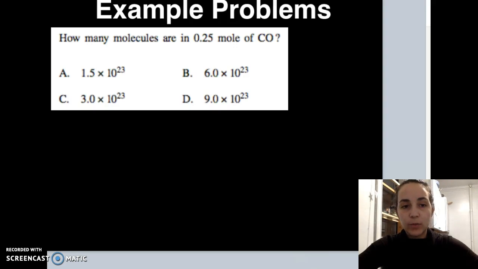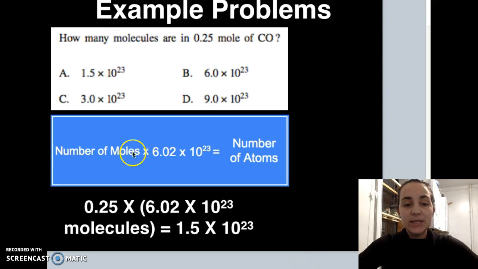Here are 2 more examples. How many molecules are in 0.25 moles of CO? I see the word molecule, so I'm not worried about atoms, and I can use this simple equation. The number of moles times 6.02 times 10 to the 23rd is going to give me the number of molecules. That's important, right? So this is going to be 1.5 times 10 to the 23rd molecules.